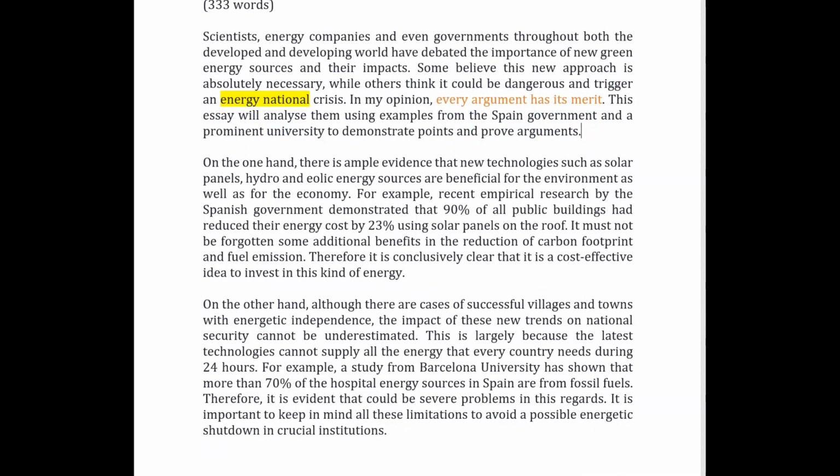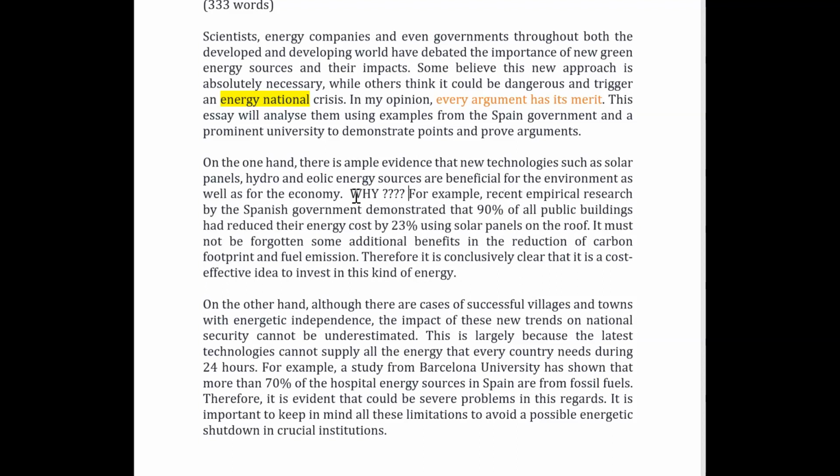On the one hand, there's ample evidence that new technologies, such as solar panels, good, are beneficial for the environment as well as for the economy. Why? Before your example, I want you to tell me why. Then the example, so structure this is. Okay? And then, for example, recent research by the Spanish government demonstrated 90% of all public buildings had reduced, lovely, their energy costs by 23% using solar on the roof.